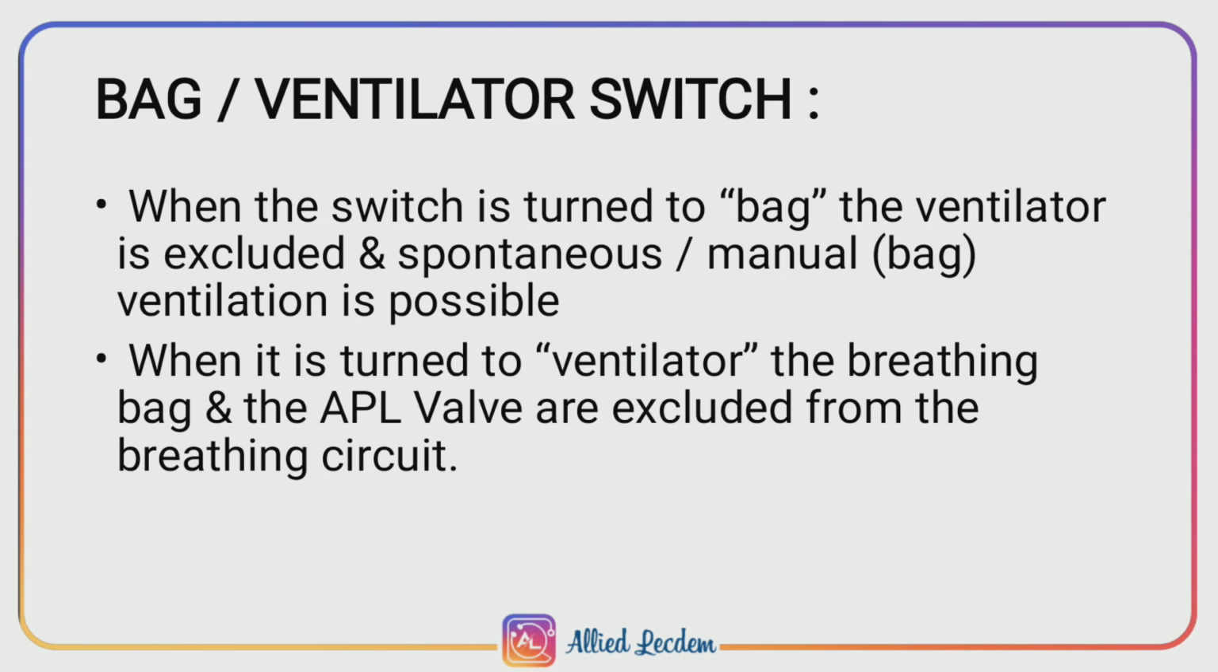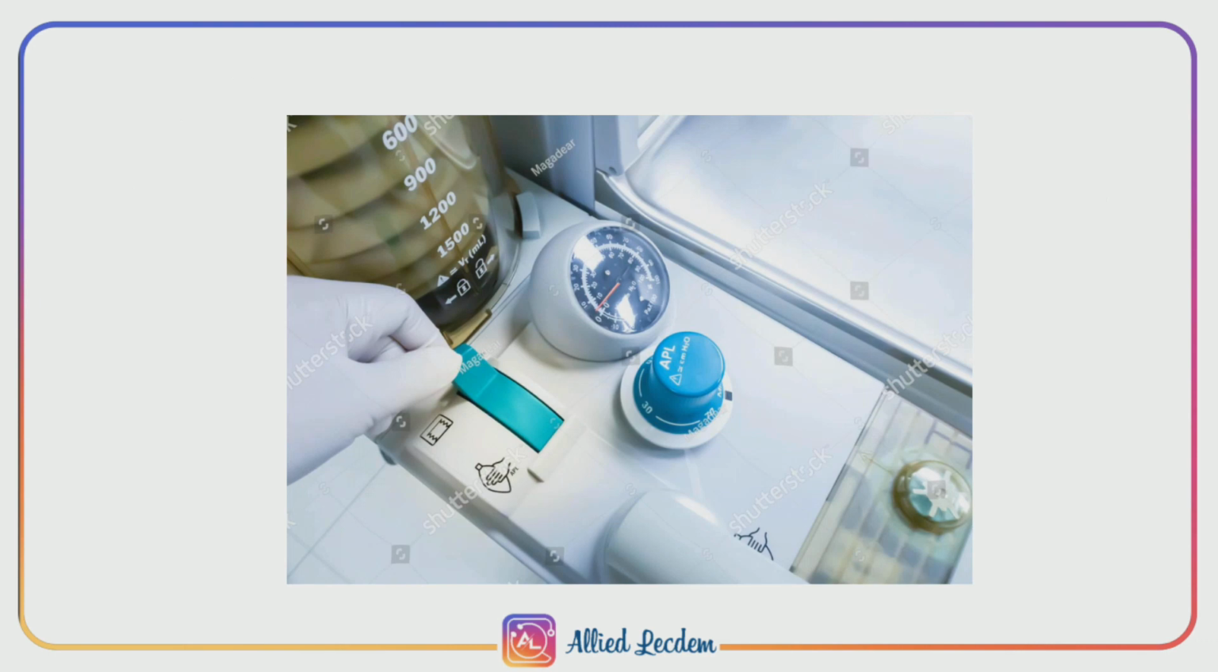Then, when the switch is turned to ventilator, the breathing bag and the APL valve are automatically excluded from the breathing circuit, and the ventilator will completely take over the breathing. In this picture, you can see a green switch. You can also see there are two tiny diagrams, one with a bag and the other with a diagram of a bellows. So when you switch the green switch towards bag, it means you have to manually ventilate the patient, and if you switch back to bellows, it means the ventilator will take over the breathing of the patient.